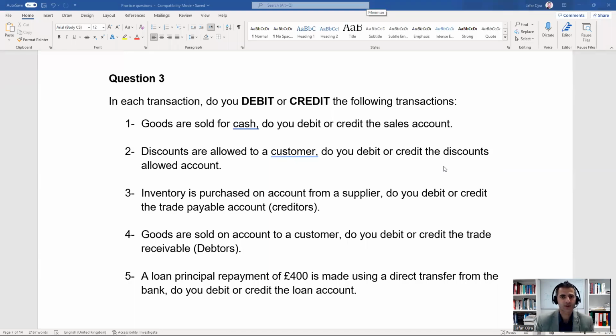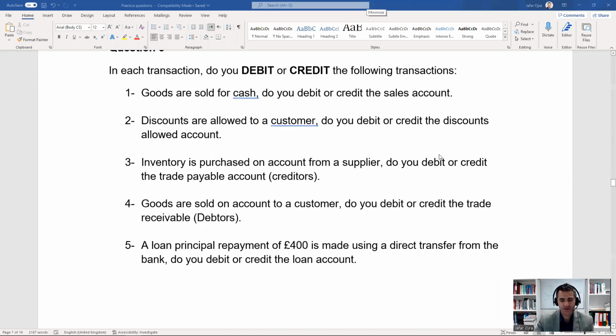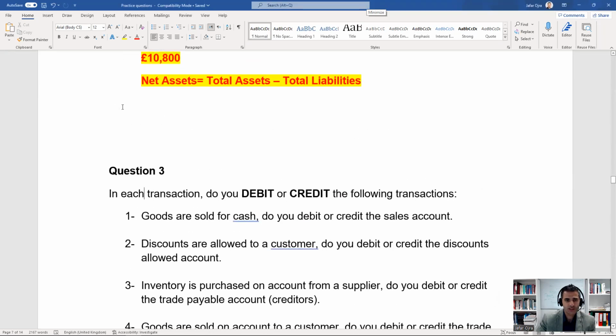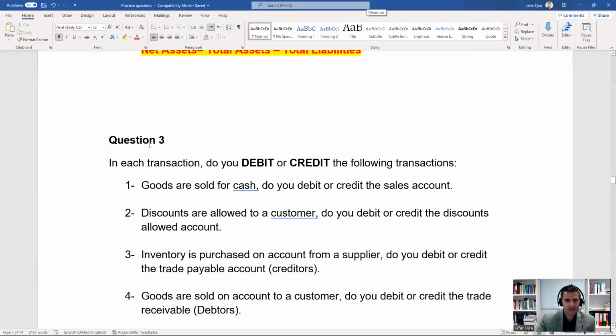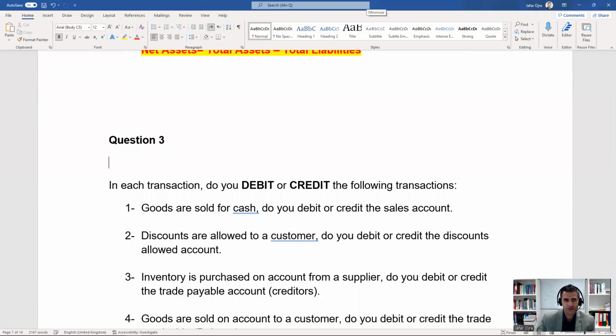Now let's look at question number 3. Question number 3 asks you to debit or credit the following transactions. So let's have a look. Goods are sold for cash. Do you debit or credit the sales account? If you look at the debit and credit rules, you always credit the sales. Just to refresh, these are the debit and credit rules. Let me show you.